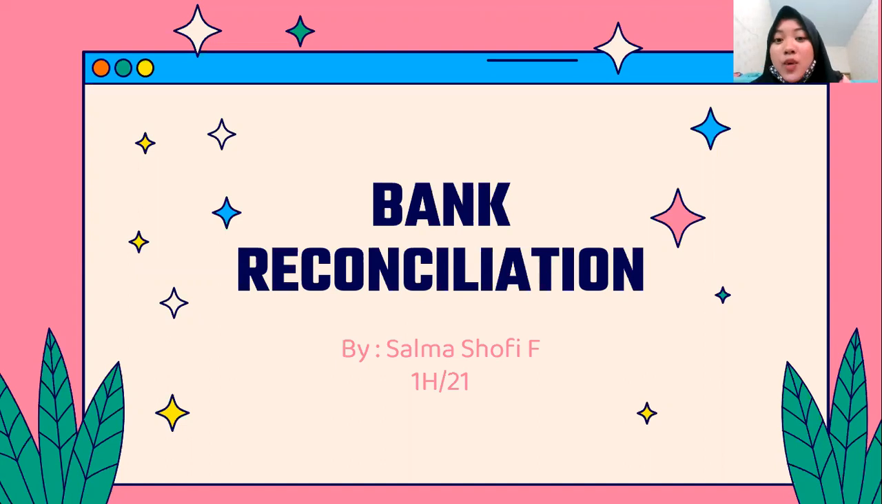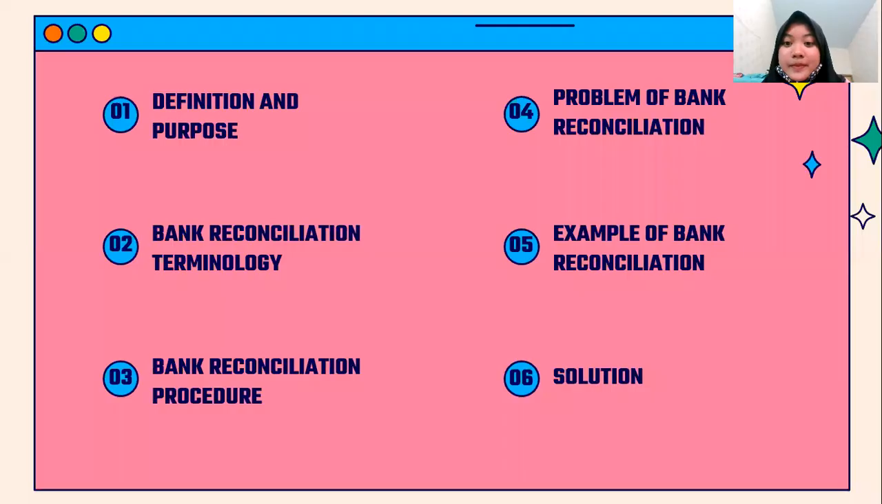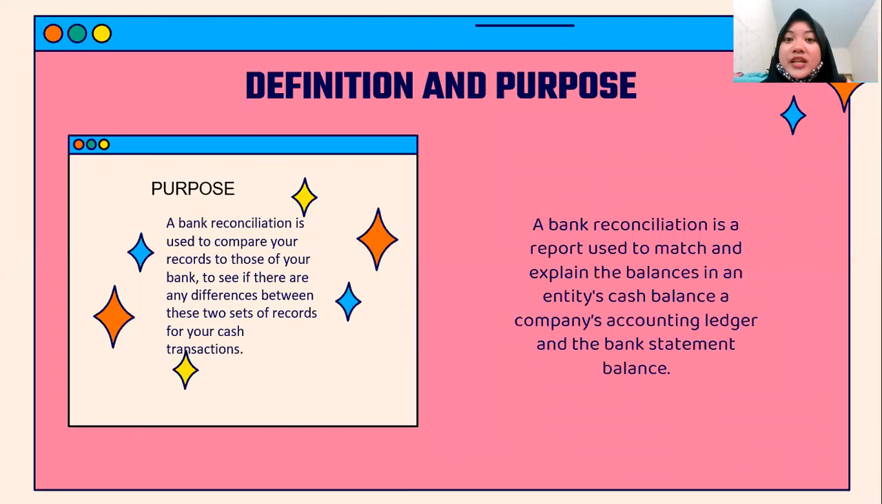My number is 21. And on this occasion, I will explain about bank reconciliation. The first one is the definition and the purpose. The definition of bank reconciliation is a report used to match and explain the balances in an entity's cash balance, a company's accounting ledger, and the bank statement balance. The purpose is to compare your records to those of your bank to see if there are any differences between these two sets of records for your cash transactions.